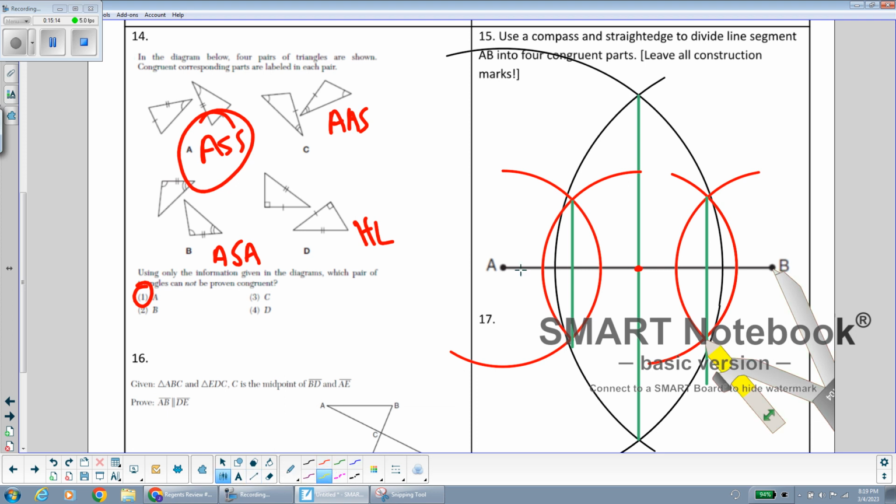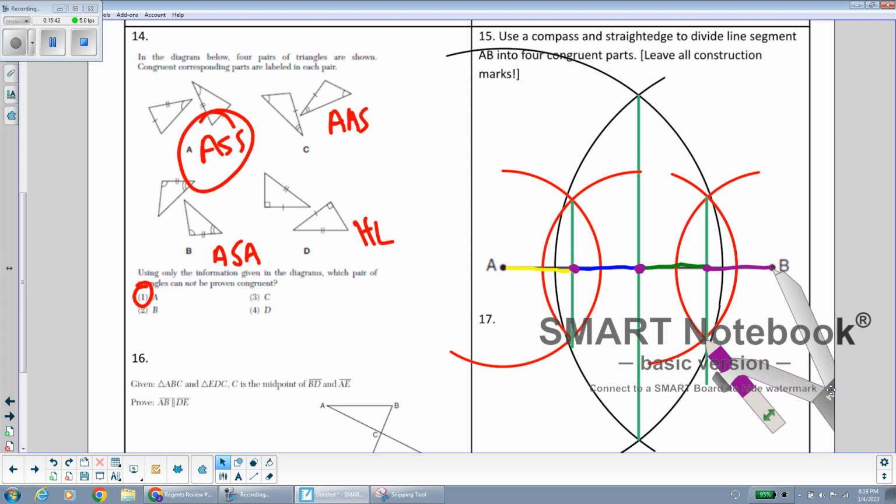Let me show you those 4 equal parts. From here to here, that's 1 part. From here to here, that's a 2nd part. From here to here, that's a 3rd part. And from here to here, that's a 4th part, because these are all midpoints. So we have 4 equal parts. What I did is I just cut the line segment in half, and then I cut each of the halves in half, and that's it.